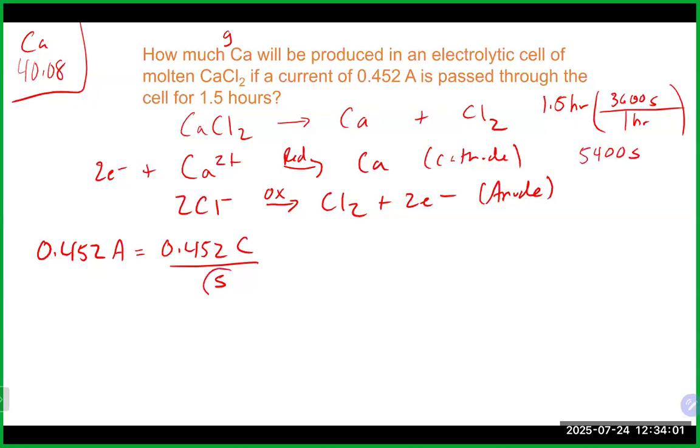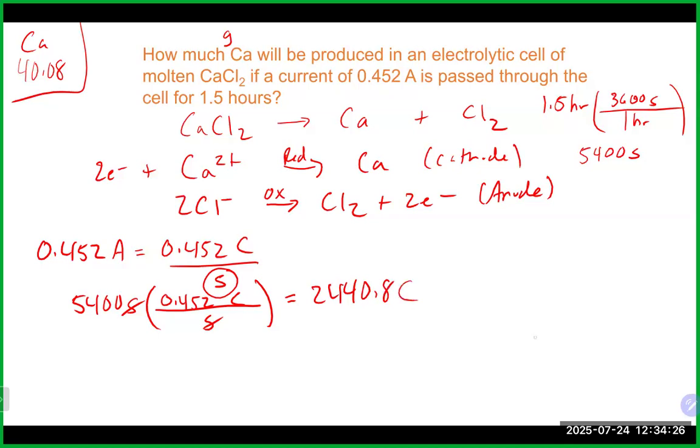Again, I'm converting that into seconds so that everything cancels out correctly. So we'll go 5,400 seconds times the amperage we ran the cell for, 0.452 coulombs per second. Seconds are going to cancel, and that's going to get me 2440.8 coulombs.